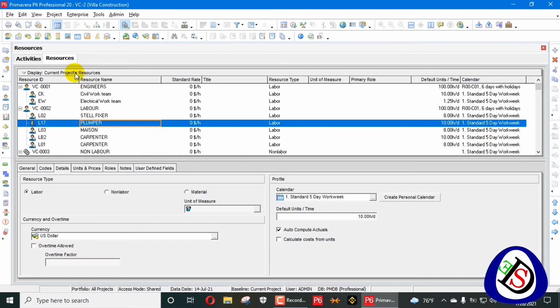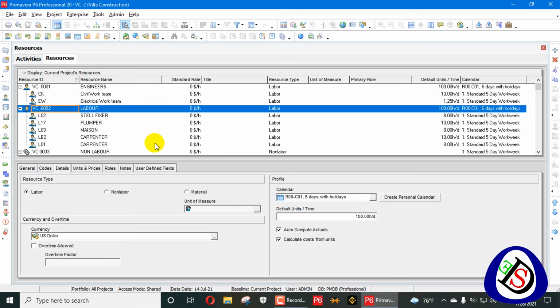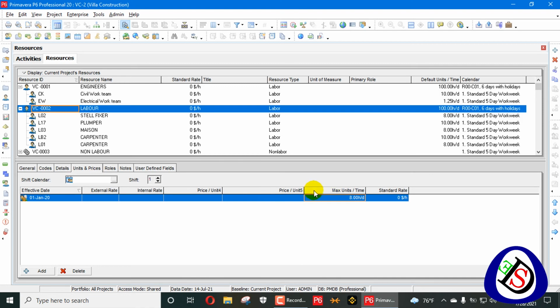While you are adding a resource, there is a parent resource where you can add the default units per time as a percentage, and in units per time you can add your maximum units per time here.